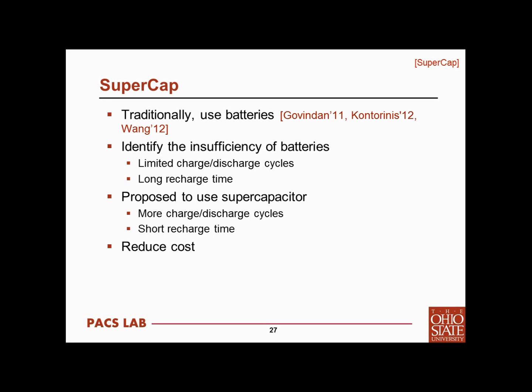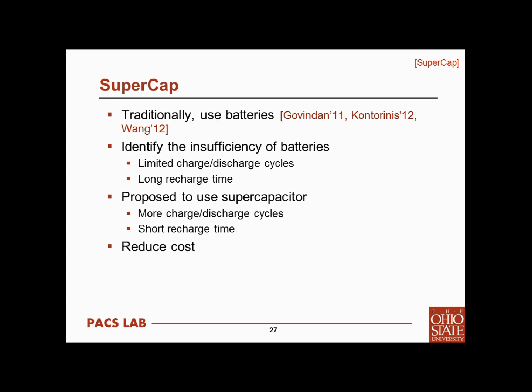Another insufficiency for battery is the long recharge time. We all use batteries in our cell phones, so we know it takes time for the battery to recharge. In order to address those insufficiencies, we evaluate the possibility to use a supercapacitor as a replacement for traditional battery as the energy storage device in power control. Supercapacitor is basically a capacitor, but it has a very large capacity. It has many more charge and discharge cycles. It also has very short recharge time, which is very preferable for this application scenario.